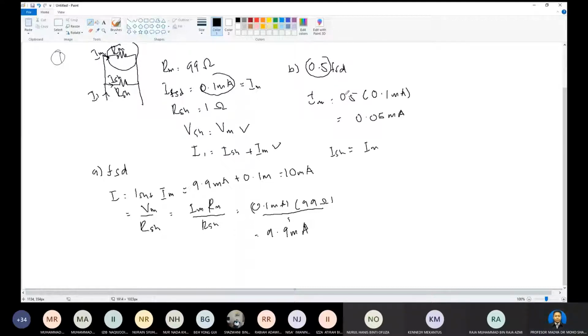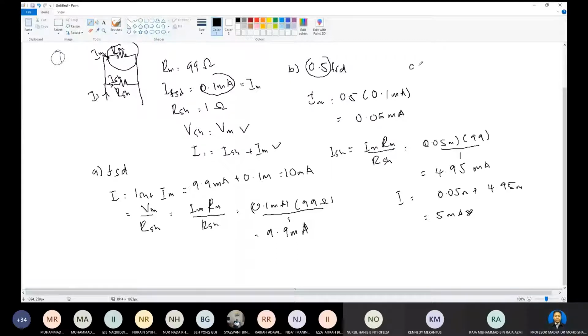The only difference is the 0.5 full scale deflection on the current IM; the rest is the same, the formula will be the same. So just multiply 0.05 milliampere by RM, which is 99, divided by the shunt resistance 1. So equals 4.95 milliampere. Then you have to calculate the total current: IM plus 4.95 milliampere. So the answer is 5 milliampere. So this is for 0.5 full scale deflection.